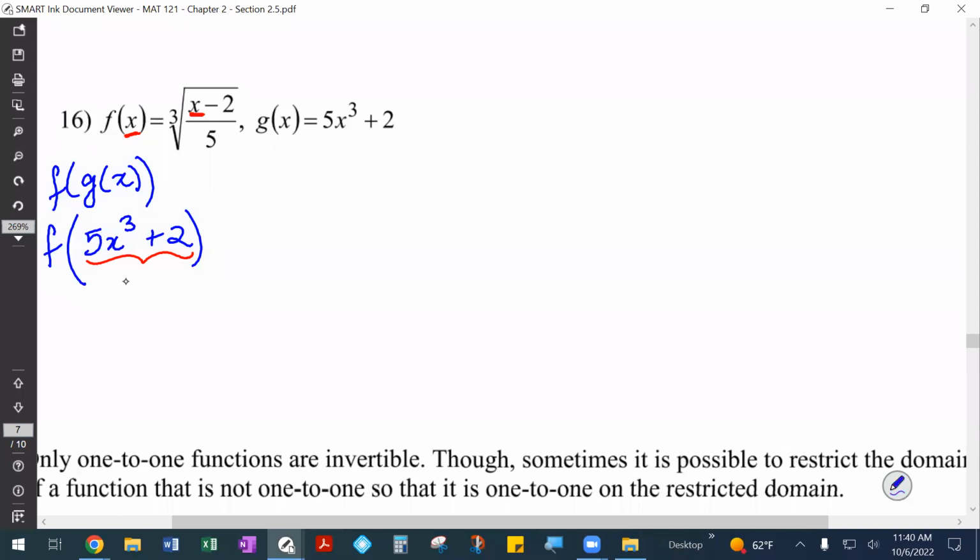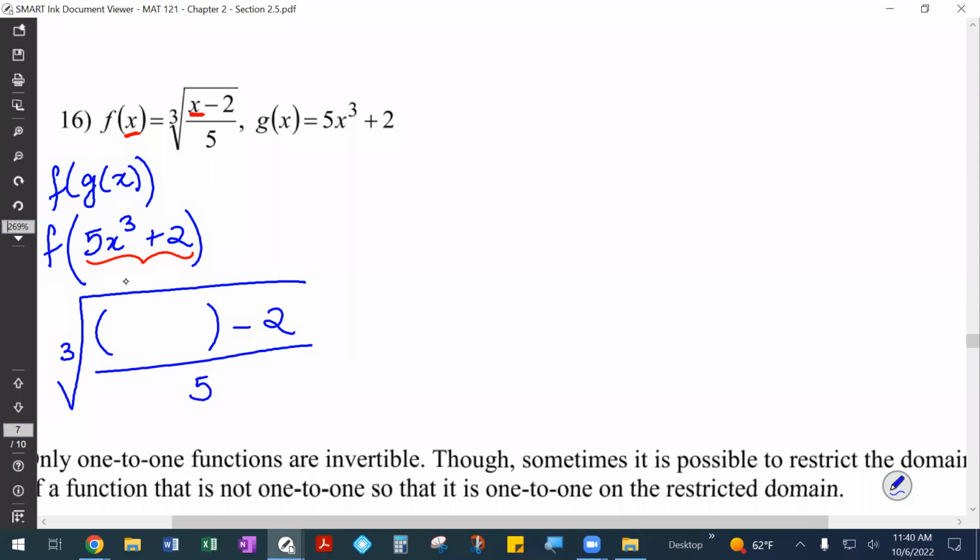So when we do this, our f function, of course, we have a cube root, then we have x minus 2, and then the whole thing divided by 5. So that's just the basic definition of what the f function looks like. But now we're going to be replacing our x value with what the g function was, which happened to be 5x to the third power plus 2. And then you start cleaning this guy up.